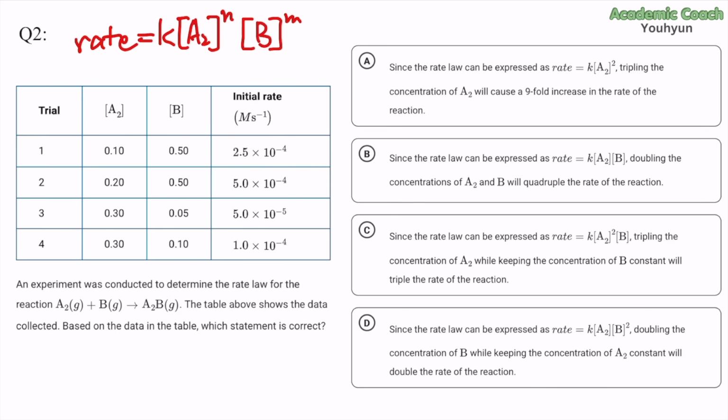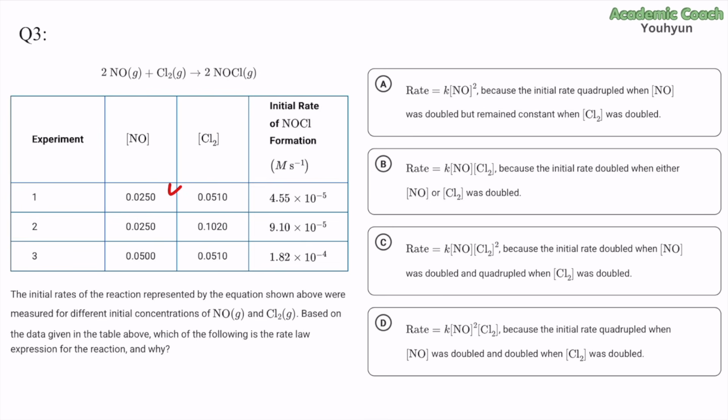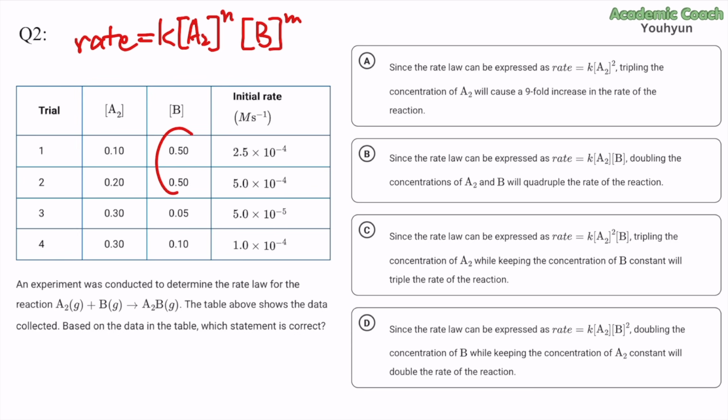I could easily find trial 1 and trial 2 where concentration of B remains the same and concentration of A doubles. And initial rate for trial 1 and 2 doubles. This means 2 to the power of n is equal to 2, so n is equal to 1. Reaction order for species A2 is 1. A2 is first order in this chemical reaction.